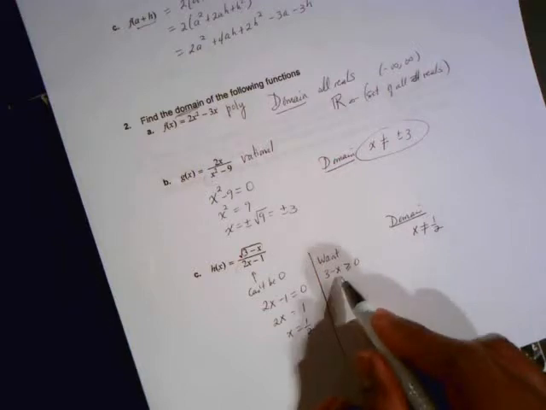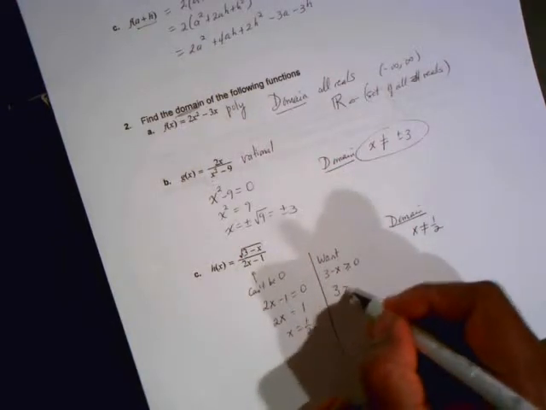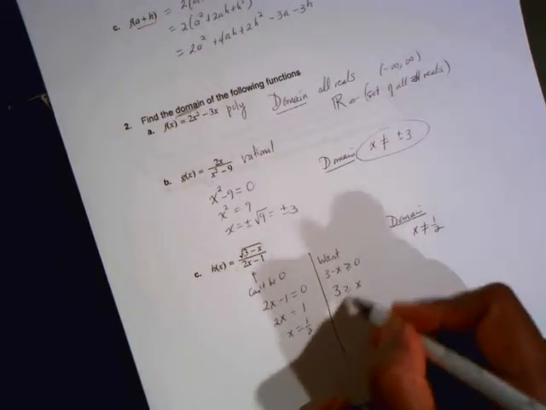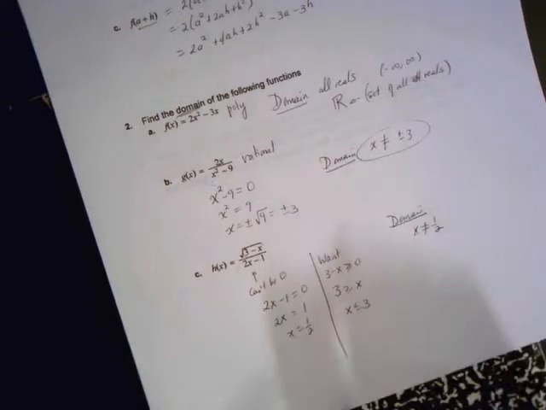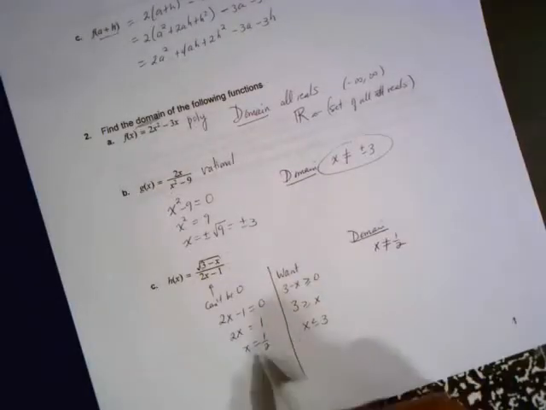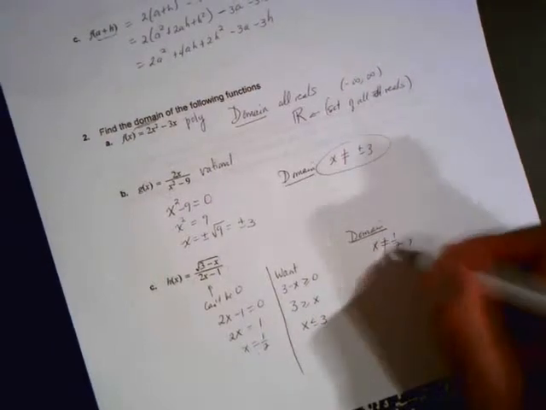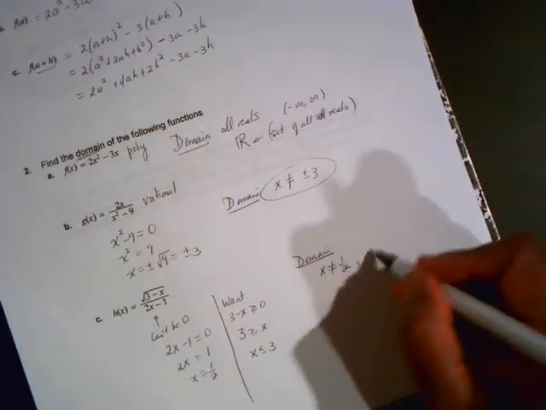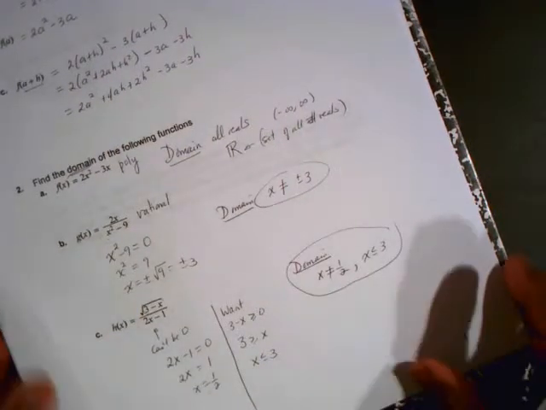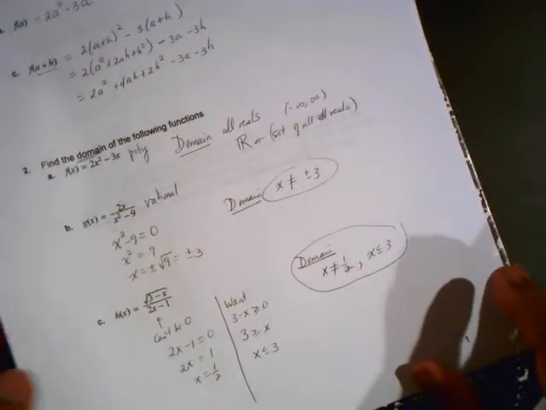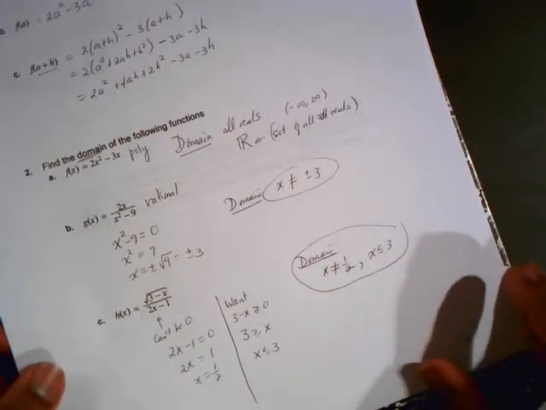To solve this, I'm just going to add x to the other side, save some work, and read it in the opposite direction. You want x to be less than or equal to 3, but not equal to half. So going back to the answer, x is not half, x is less than or equal to 3. Alright, so domain is a tricky topic. The textbook has more examples. I encourage you to look at it.